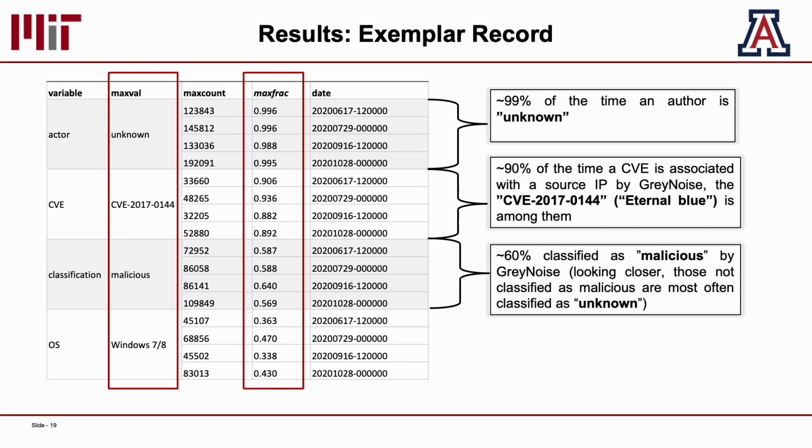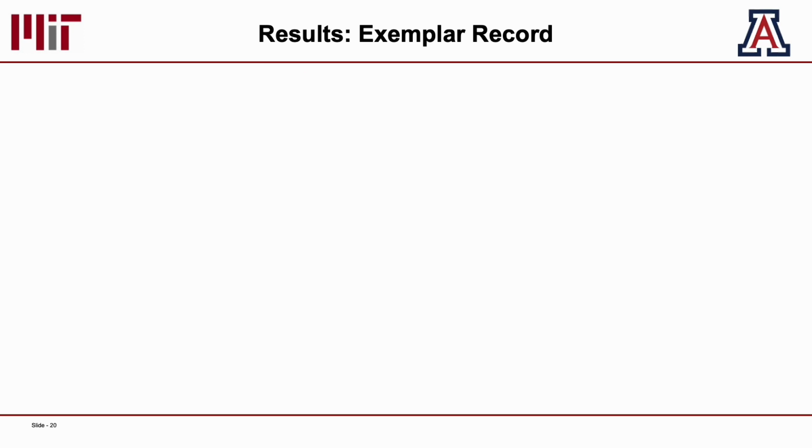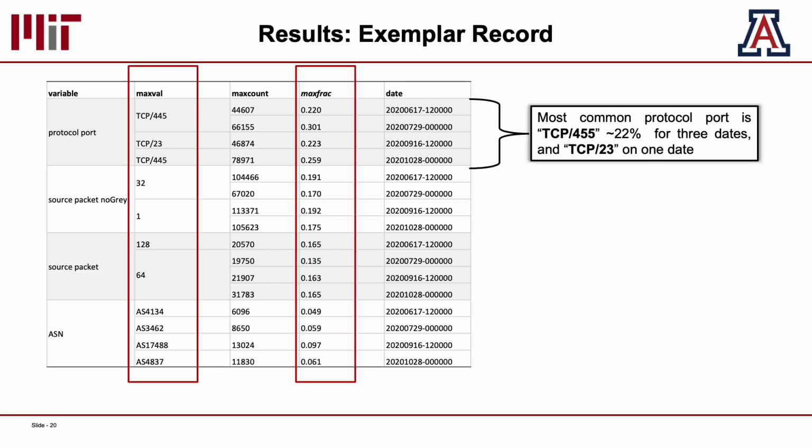It was found that 60% of the packets were classified as malicious. OS, or the operating system, comes from the source IP. 33 to 47% were found to be Windows 7, 8. Port protocol is a number that identifies the standard used to communicate with the computer's port. The most common, showing up about 22% of the time, was TCP 445, which corresponds to Microsoft networking.